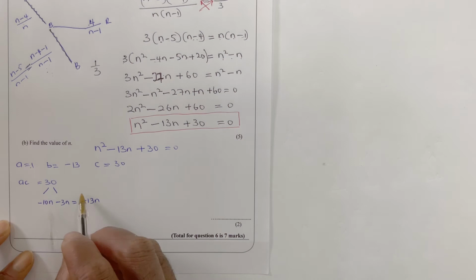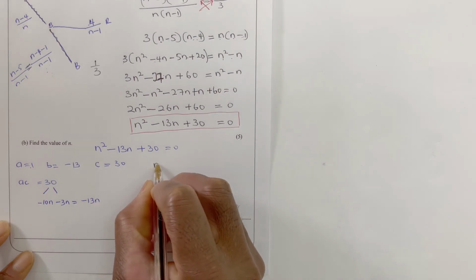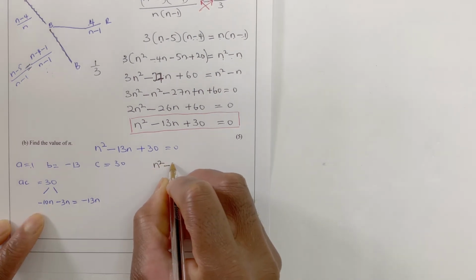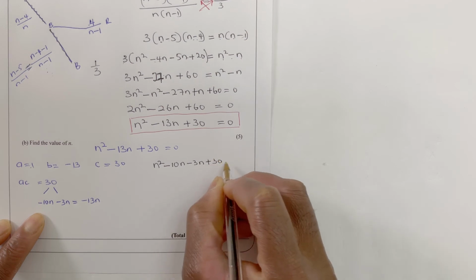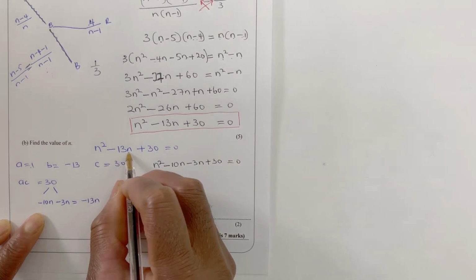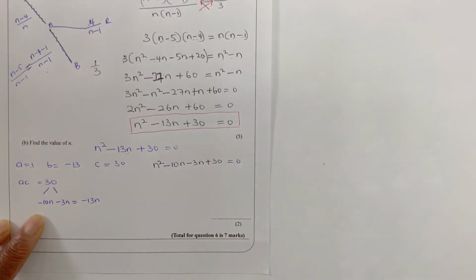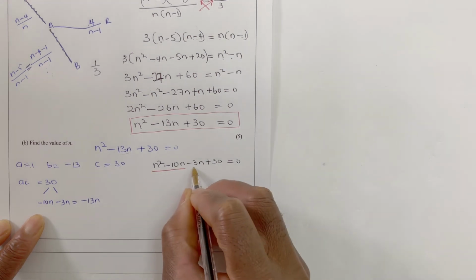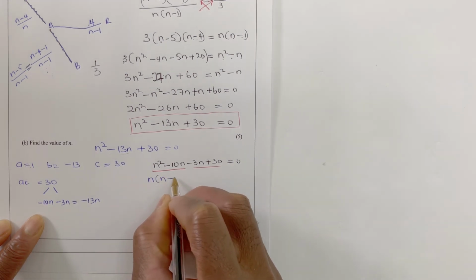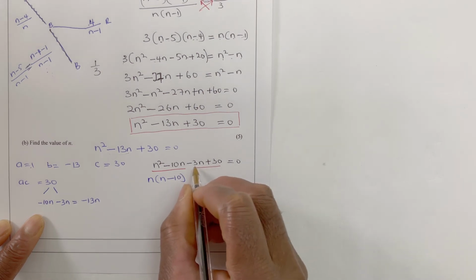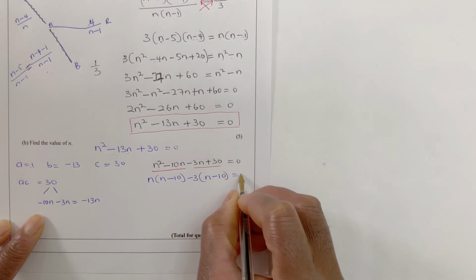So I replace minus 13n with this, and I get n squared minus 10n minus 3n plus 30 equal to 0. I've just replaced minus 13n with this one here. Now I can see common factors. With that common factor, take n out, so I'm going to get n minus 10. Take minus 3 out, and I'm going to get n minus 10 as well.